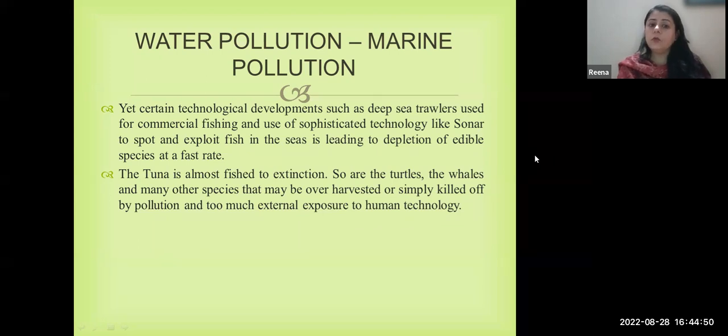And then the tuna is almost fished to extinction. So are the turtles and whales. So again, these issues have to be taken care of whenever we are determining any kind of project activity which involves the marine environment.